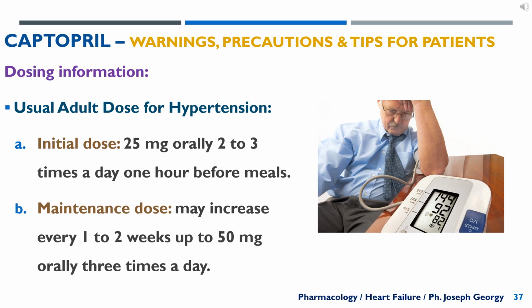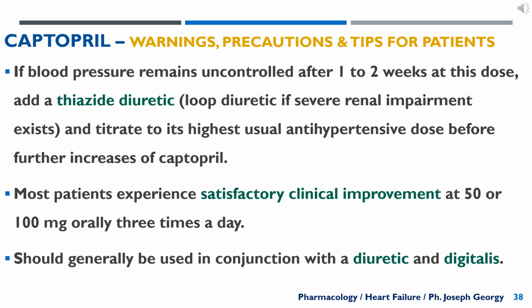We have some dosing information. For the usual adult dose for hypertension, the initial dose is 25 milligrams orally 2 to 3 times a day, 1 hour before meals. The maintenance dose may increase every 1 to 2 weeks up to 50 mg orally 3 times a day. If blood pressure remains uncontrolled after 1 to 2 weeks at this dose, add a thiazide diuretic, or a loop diuretic if severe renal impairment exists, and titrate to its highest usual antihypertensive dose before further increases of captopril.